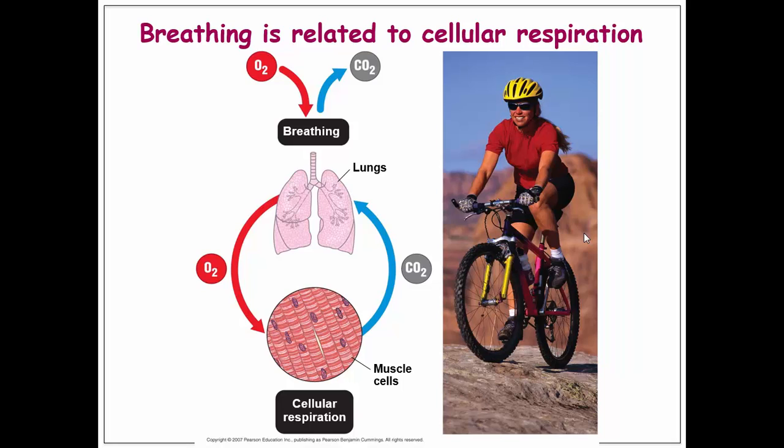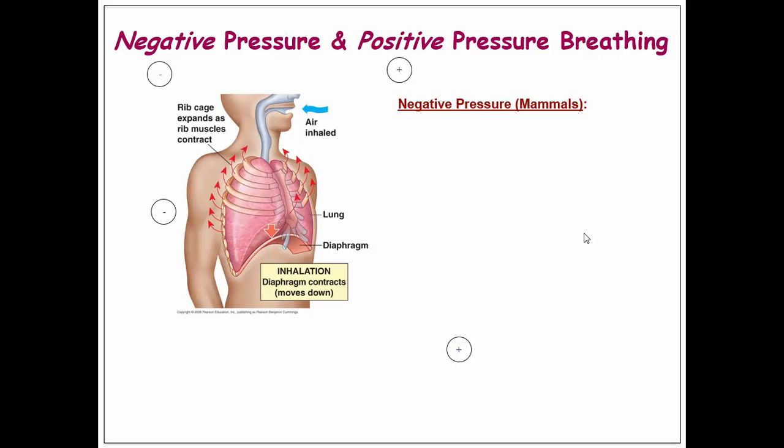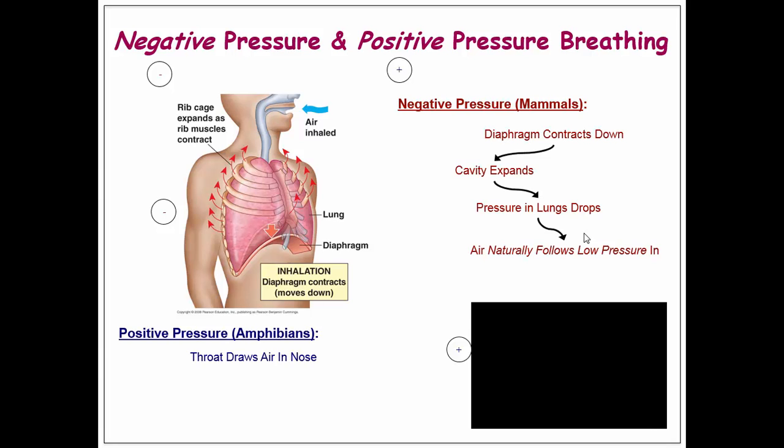and cellular respiration. For cellular respiration, you just need to know what's going on inside the cell. And so again, this is a typical mammalian lung system. Be able to describe it and how breathing occurs. Know the difference between negative and positive pressure, and give me examples of that.